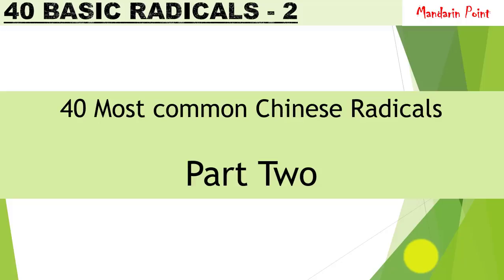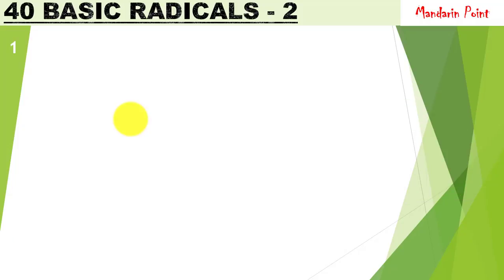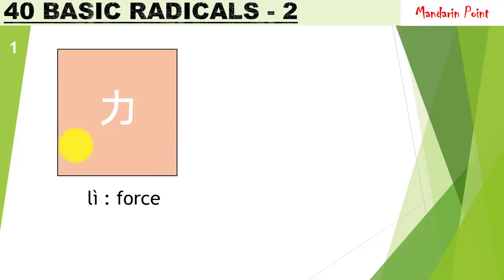In our previous lesson, we studied 20 out of the 40 most common Chinese radicals, and today we are going to study the remaining 20. Let's start with li, meaning force. This radical represents any action or activity requiring a lot of force, effort, and power.